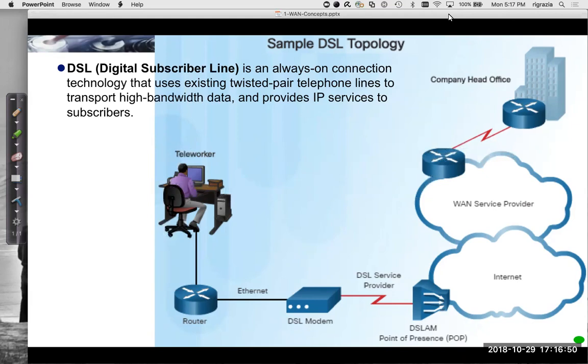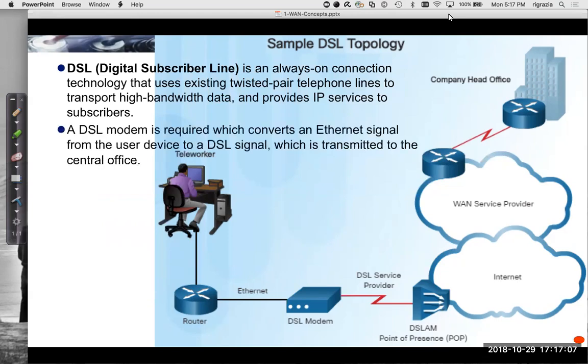Digital subscriber line. This has been commonly used not just by teleworkers, but also branch offices. It replaced a lot of the frame relay and ATM that was out there, providing much higher bandwidth at much reduced cost. So at home, you get a DSL modem, splitter, some other things, but it's an always-on connection.